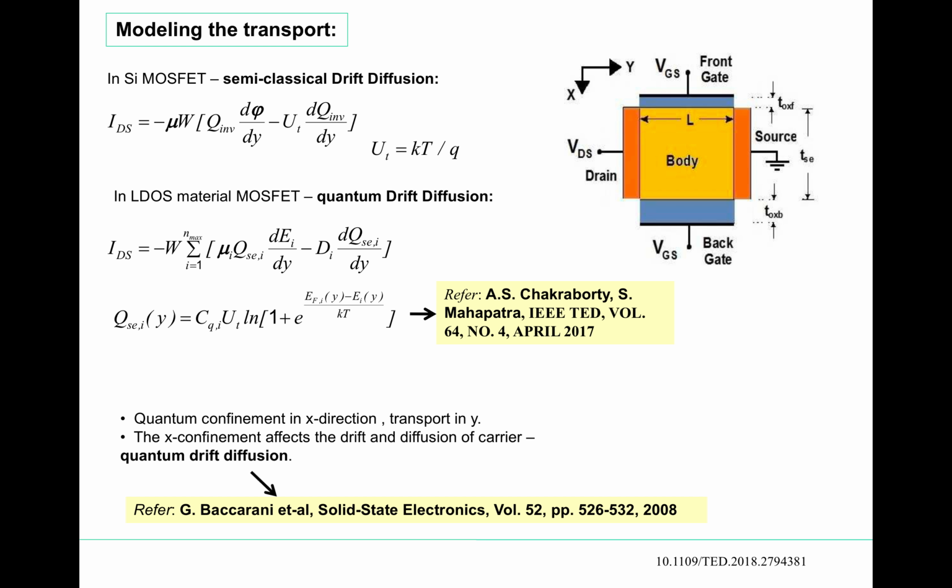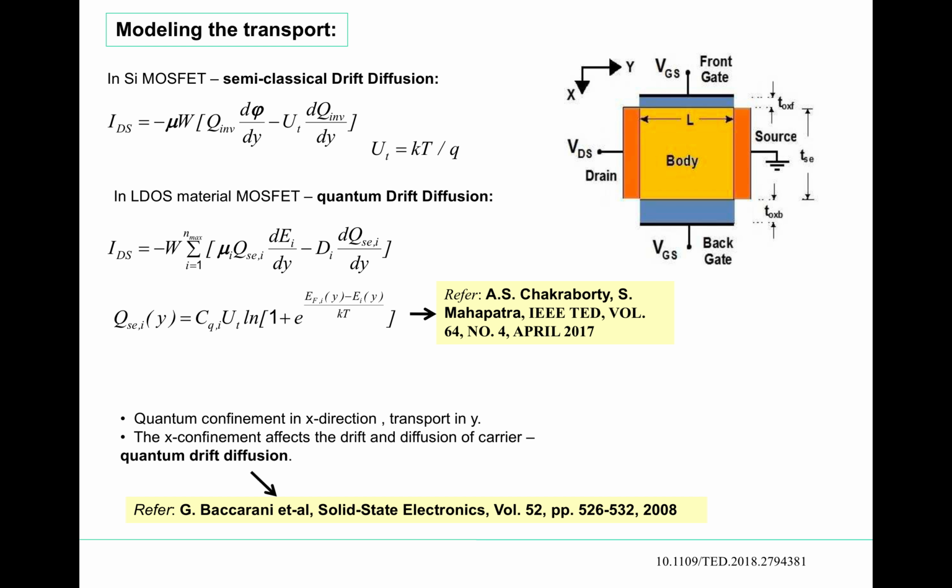So this is how I model the transport. In conventional silicon MOSFET, semi-classical drift diffusion is used, which is given by the above relationship. Here UT comes from Einstein's relationship. Phi is the electrostatic potential, and Qinv is the inversion charge.